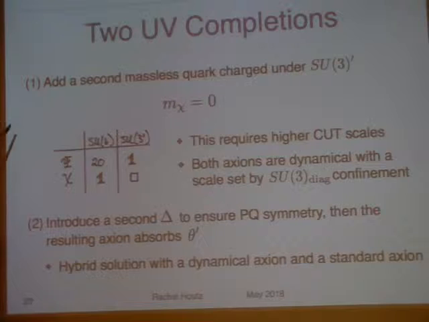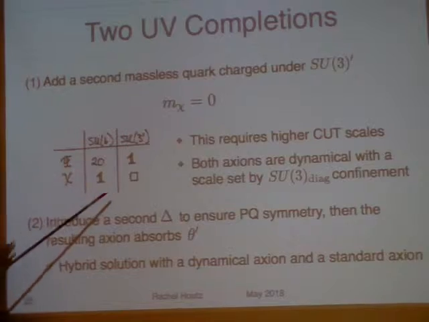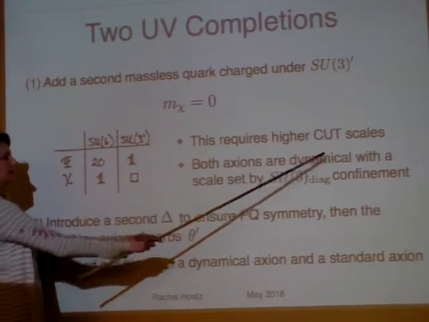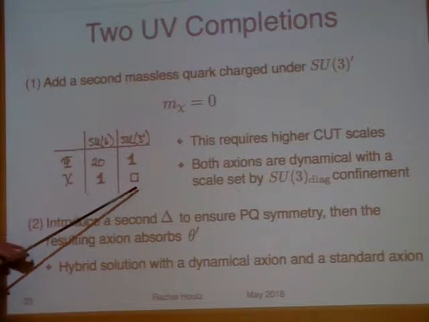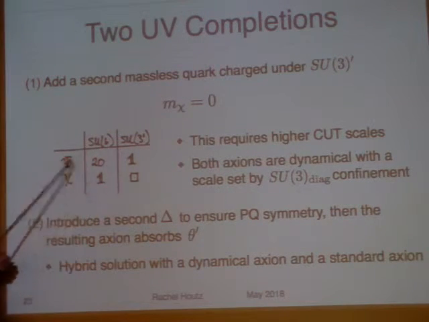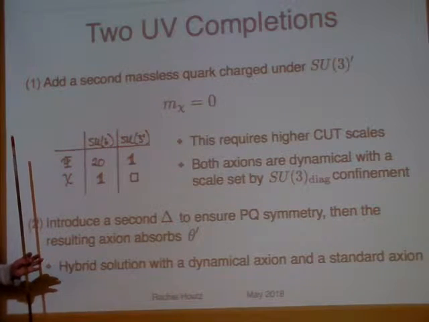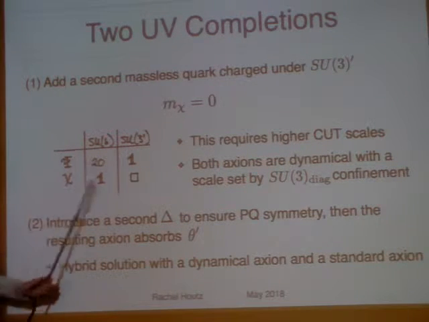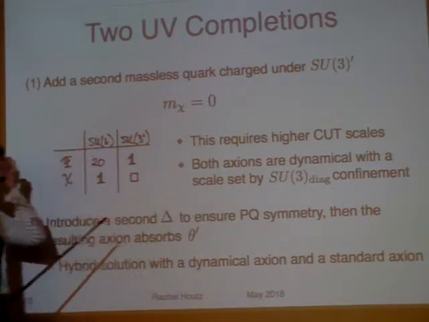So the first is to add a second massless quark charged only under SU3 prime. So this looks a lot like Choi and Kim. And we like this model better, so we're going to spend more time on it. The only downside of this model is that it requires higher cut scales because this massless quark is charged under SU3 prime and will eventually be charged under SU3 diagonal, and so it contributes to the running between the cut scale and the diagonal confinement scale. So this slows down the running a little bit. So to get the confinement scales we want, we have to raise the cut scale. So that's the only downside.